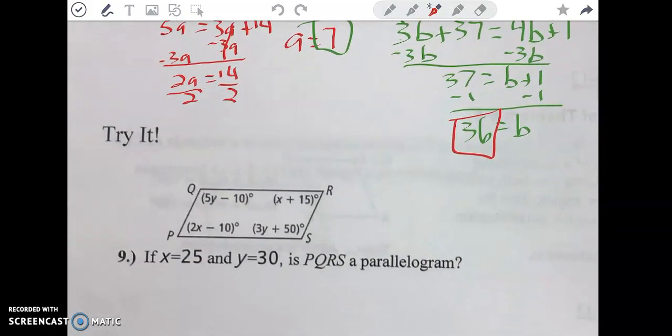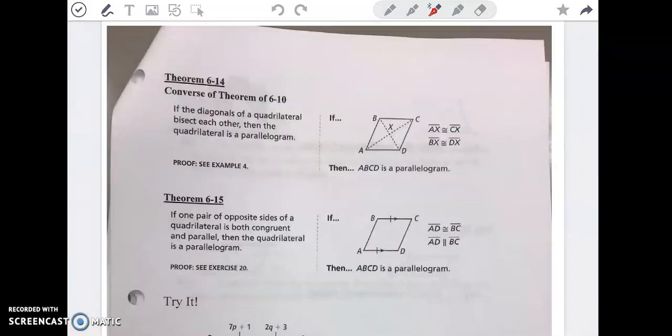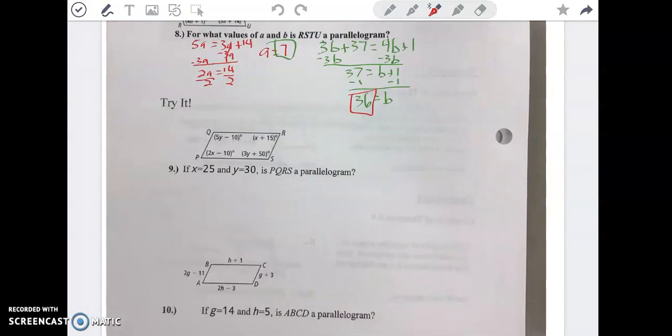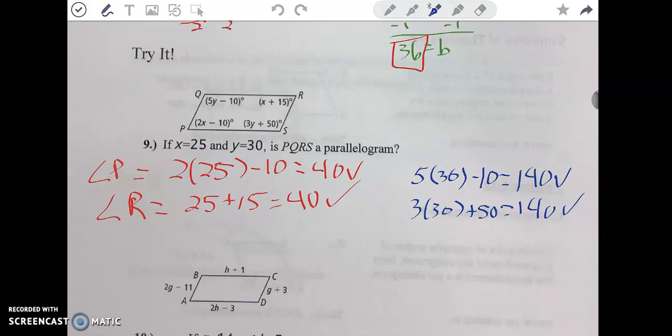Of course, I want you guys to try the next ones, 9 and 10. Pause, and come back for the answer. Okay, so now we have worked these out. I got angle P to equal 40, and I got angle R to equal 40. So they're opposite angles, to check out. So that works so far.